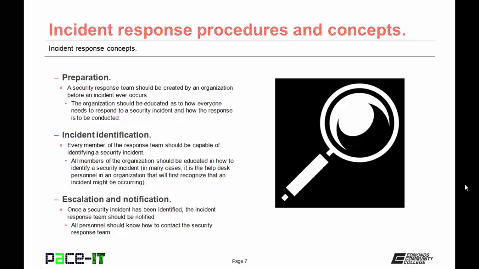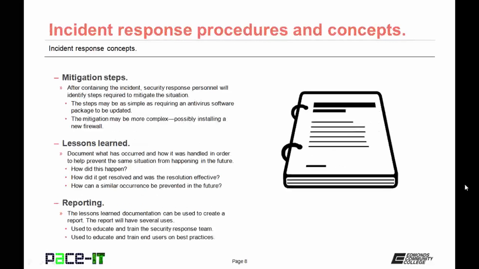Once a security incident has been identified, the incident response team should be notified. All personnel should know how to contact the security response team. Then there are mitigation steps. After containing the incident, security response personnel will identify steps required to mitigate the situation. The steps may be as simple as requiring an antivirus software package to be updated, or the mitigation may be more complex, possibly installing a new firewall or a different security appliance.